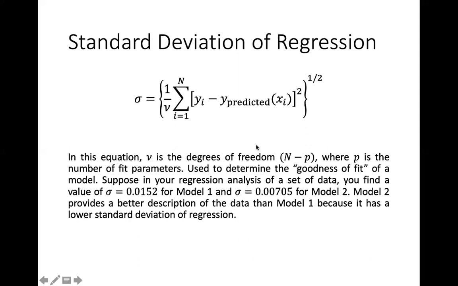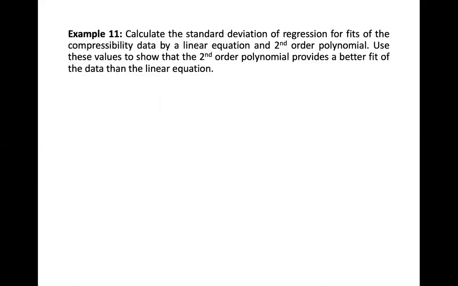So usually if you increase the number of parameters in a fit model, you're always going to decrease the standard deviation of regression, because the standard deviation of regression is just a measurement of how far away the data points lie on average away from the best fit. And if you add more parameters to the fit, you make it more flexible, it's going to go through the data better. Okay, so we can see that in action if we go to the next example.